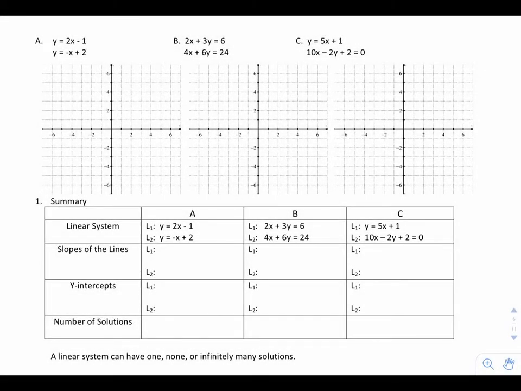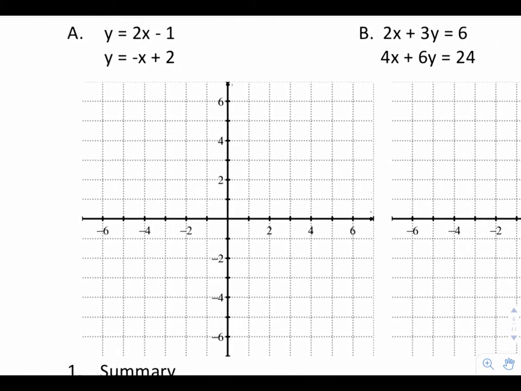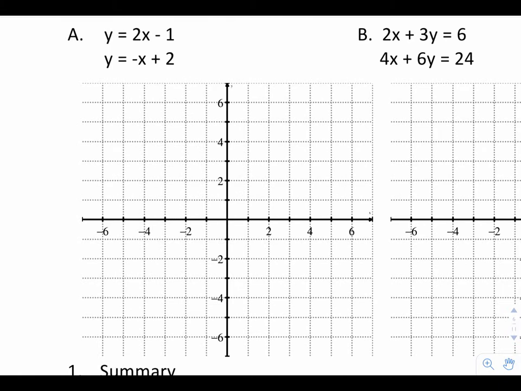What I want to look at here are the ways in which two lines can intersect each other. And we're going to examine this idea looking at three separate cases. So the first case, I'm given two equations here, y equals 2x minus 1, and y equals negative x plus 2.